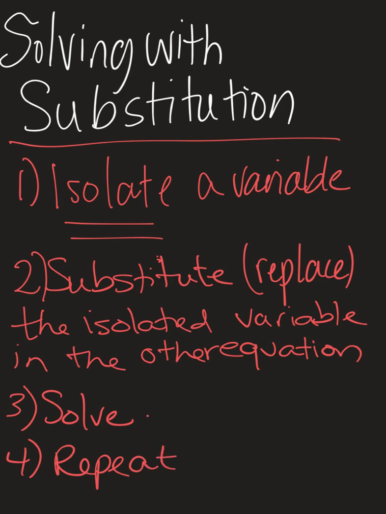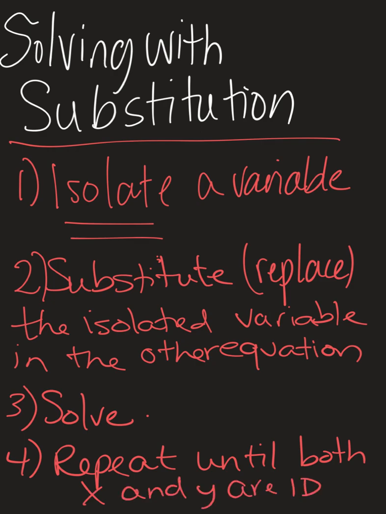So once we solve, we'll have another isolated variable, and then we'll repeat as much as necessary until both x and y are identified. Okay. In our first example, I already have an isolated variable. Actually, I have two isolated variables. Y is by itself in both equations. So what I'm going to do is I'm going to take something that y is equal to, in this case x minus 3, and I'm going to place it back in for y. I'm going to put a place for my solution up here.